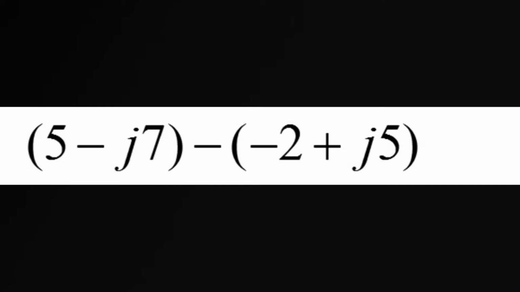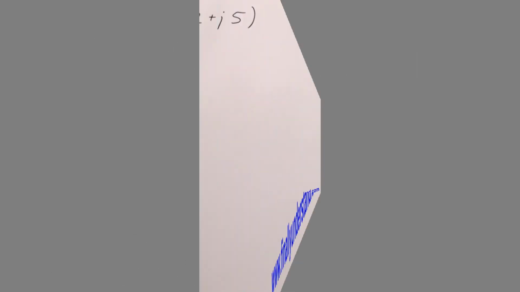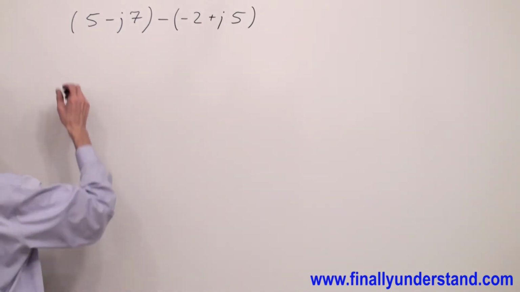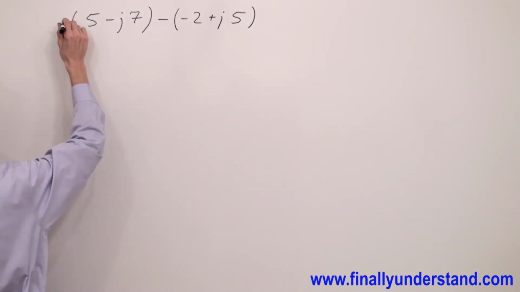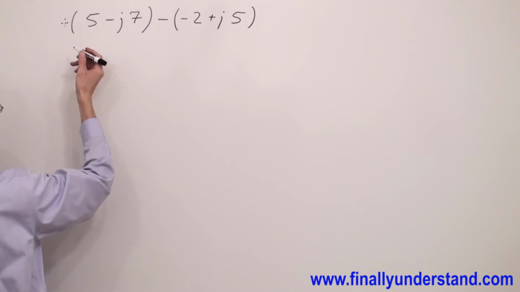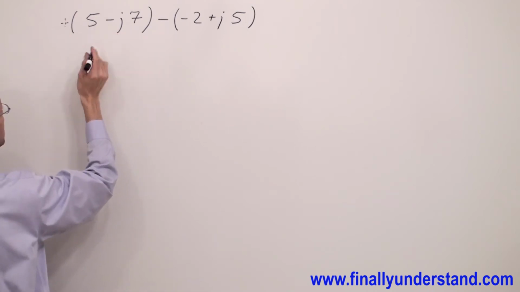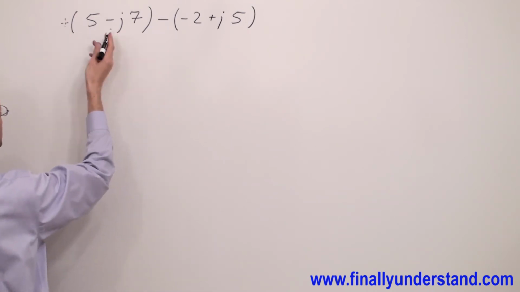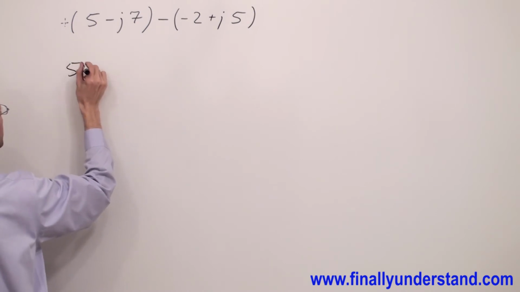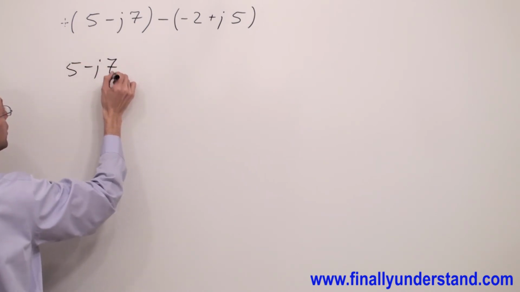Let's take a look at this example. Again, we're supposed to perform the subtraction. We have an invisible positive sign at the front of these parentheses. That's why I'm going to simply remove the parentheses and keep the same sign. So I have 5 minus j7.